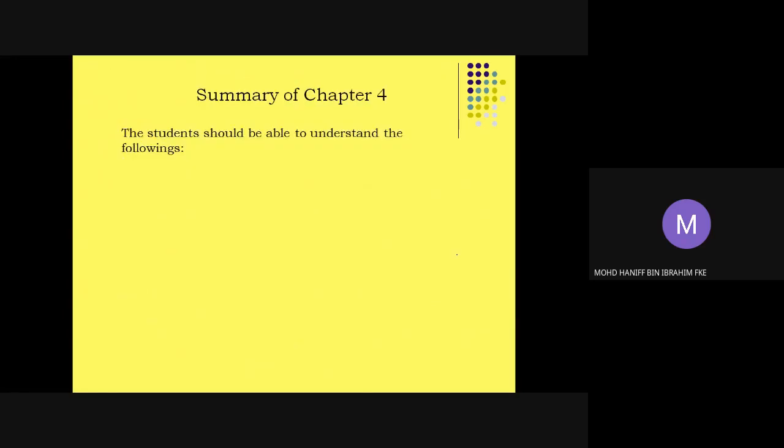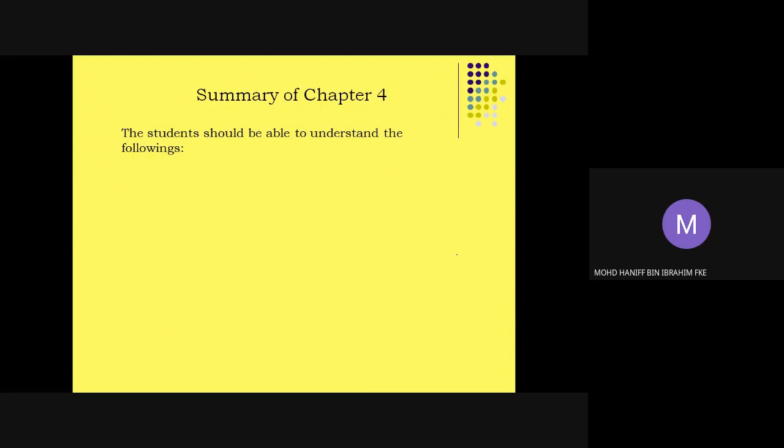Okay, so that should be the answer for this question. Any question up to this example number 2? No? Okay, if there's no questions, that should be the end of chapter 4.